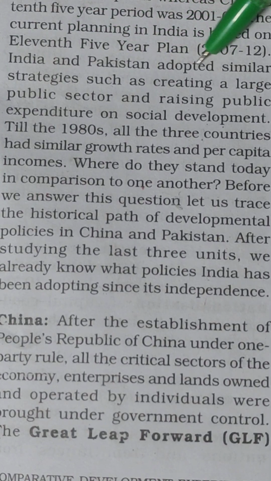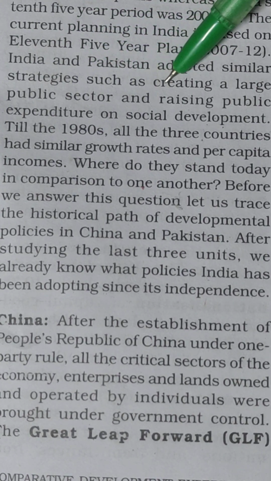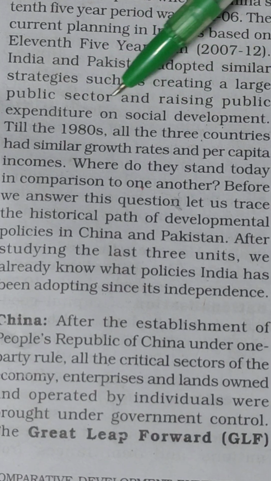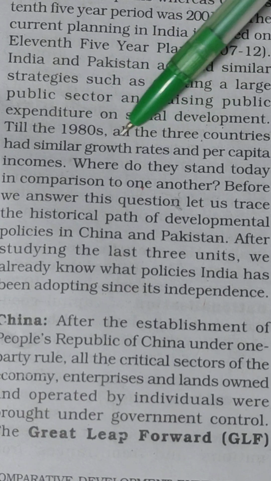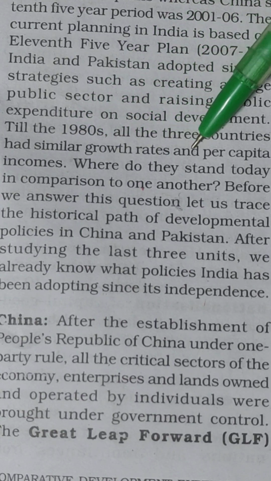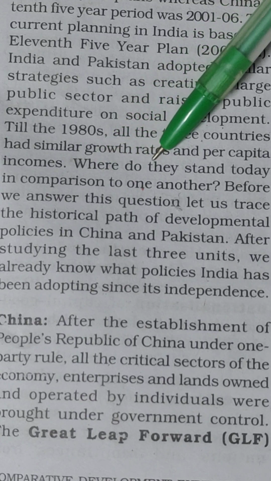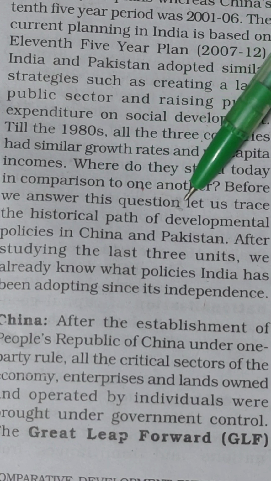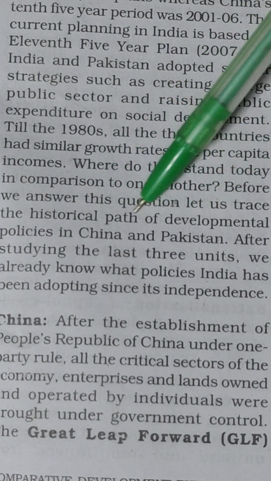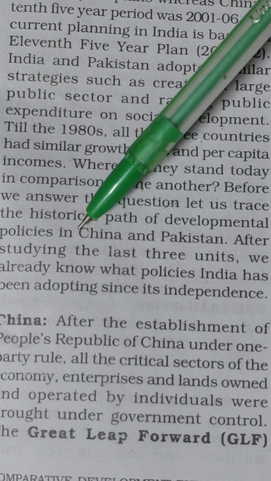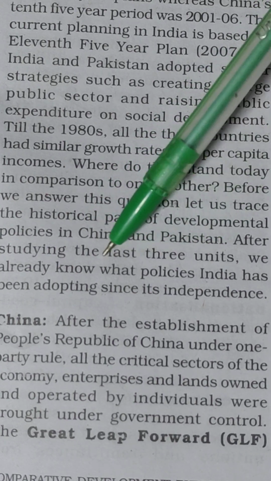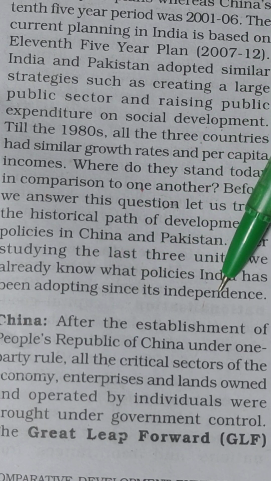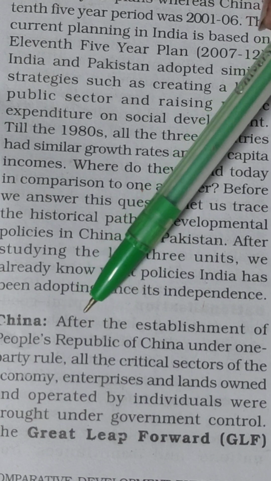India and Pakistan adopted similar strategies, such as creating a large public sector and raising public expenditure on social development. Till the 1980s, all the three countries had similar growth rates and per capita incomes. Where do they stand today in comparison to one another? Before we answer this question, let us trace the historical path of development policies in China and Pakistan. After studying the last 3 units, we already know what policies India has been adopting since its independence. Let's talk about China now.